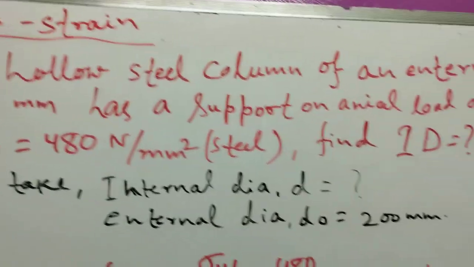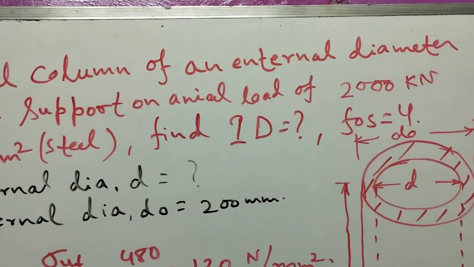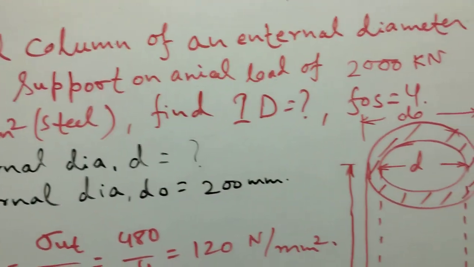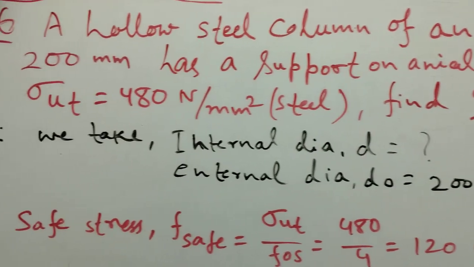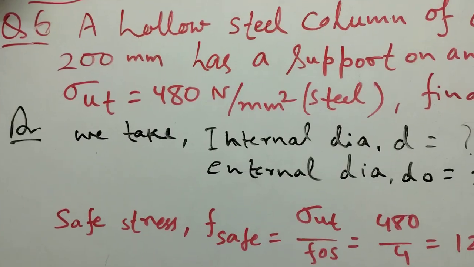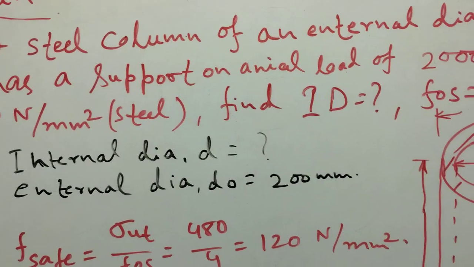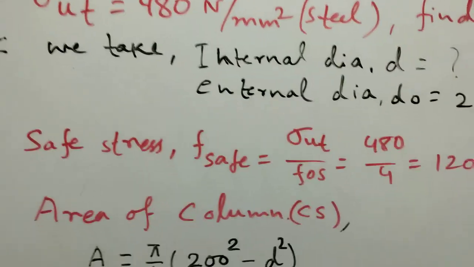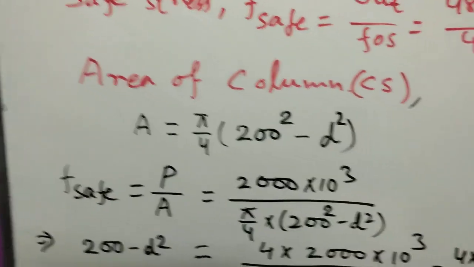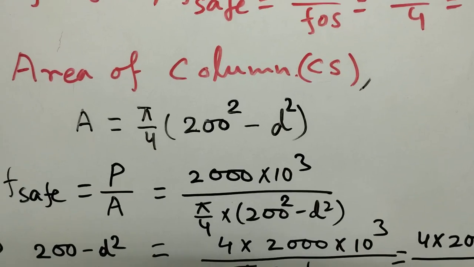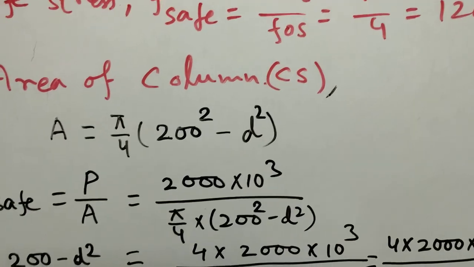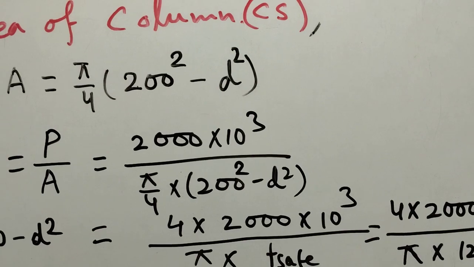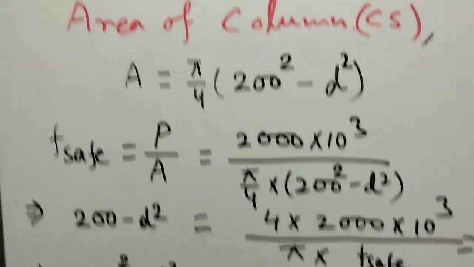A hollow steel column carries an external load. The external diameter is 200 millimeter and the external load applied is 2000 kN. Ultimate tensile stress is 480 Newton per millimeter square, and find out the internal diameter given factor of safety equal to 4. Now first find out the safe stress. The safe stress equals P by A, where the load P is 2000 × 10^3 divided by pi by 4, and the area is the outside diameter minus inside diameter whole square.